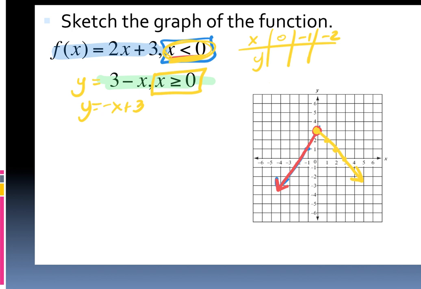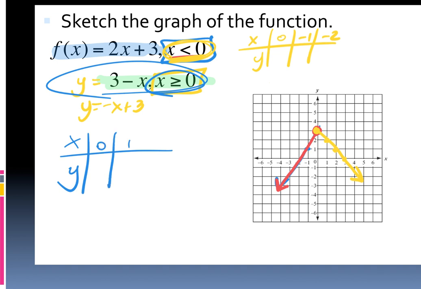I just need it to be an open dot. And then I would do the same thing for here. Now I'd start at 0, and I'd plug in values greater than 0. And then I'd get that side of my graph.